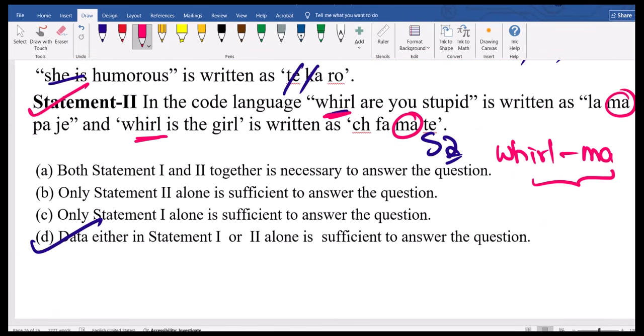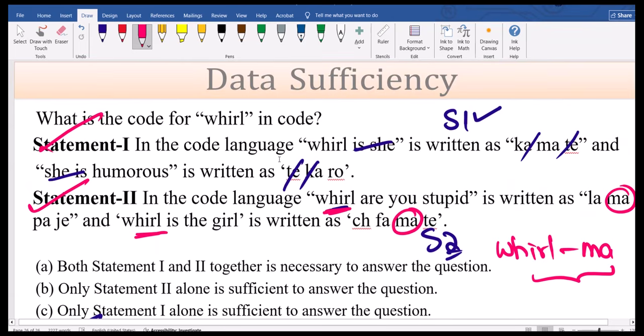So this is one set of questions related to data sufficiency. How they'll ask the questions, and there are a lot of other questions they can ask you, but this is just a rough idea for you.